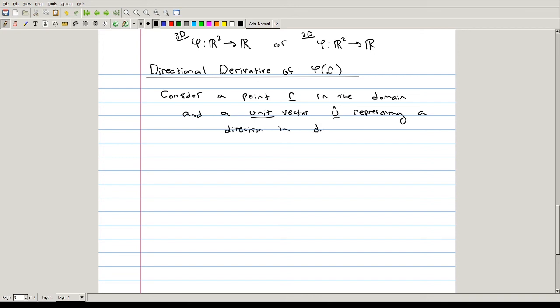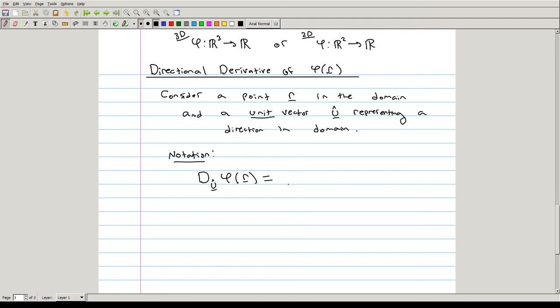In the domain, we define the directional derivative as follows. So the notation comes first. You write a capital D u hat phi of R, and this is to denote the directional derivative of the scalar field phi in the direction of u hat at the point R.